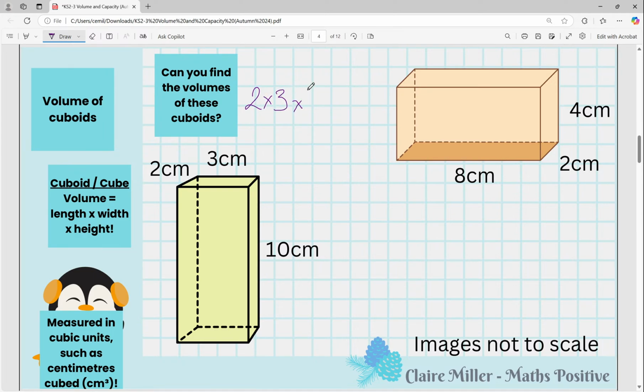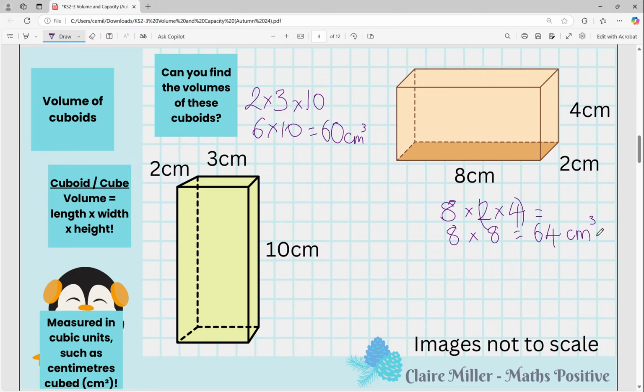2 times 3 times 10. It doesn't really matter which one you call the length, the width, and the height. So I'm going to times this 8 that I didn't do yet by this 8, the 8 that comes from the 2 times 4. What does that give me? 8 times 8, that's going to be 64.